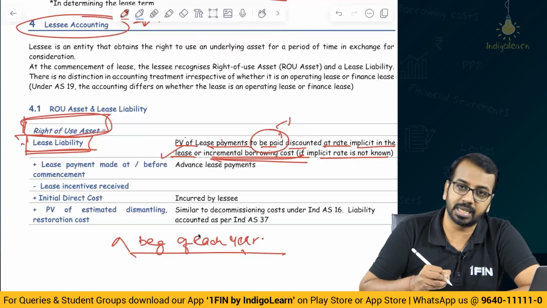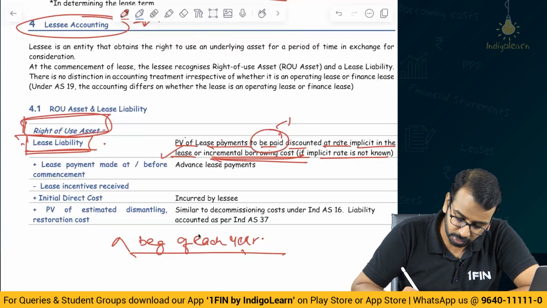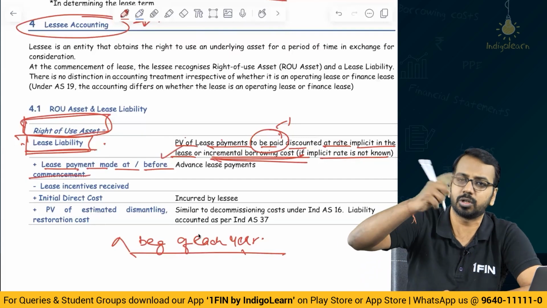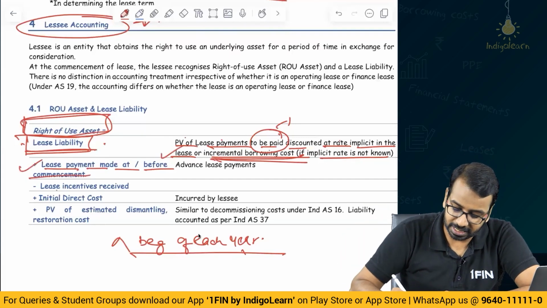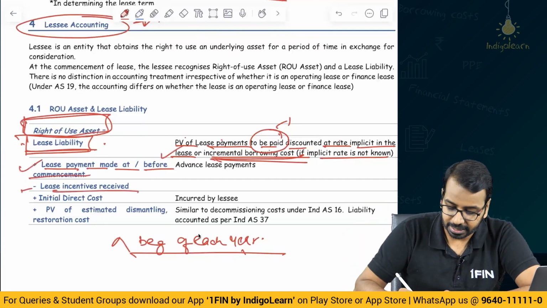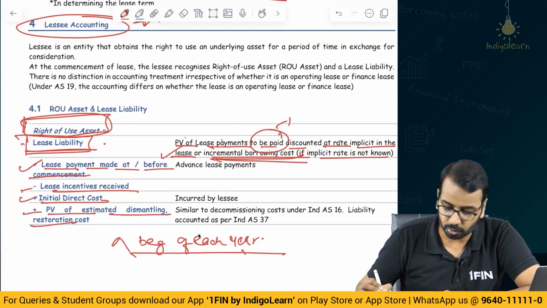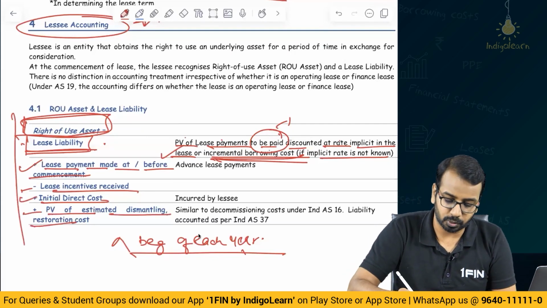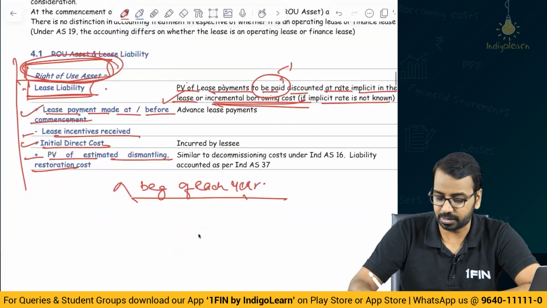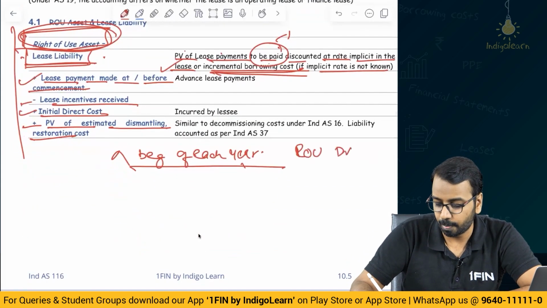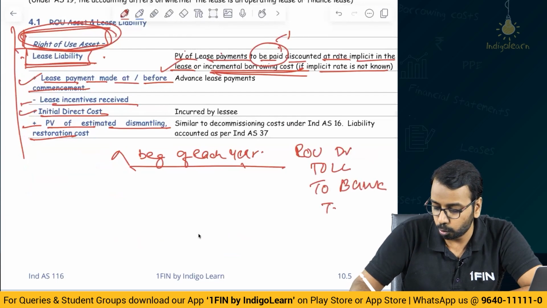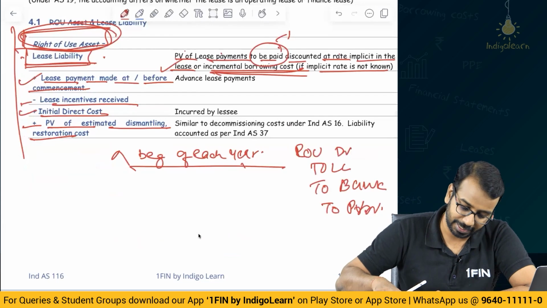Now how do we get the right of use asset? To the lease liability, you will add lease payments made at or before the commencement. If any payments have been made before the commencement, you will add. If any lease incentives have been received, you will reduce. Initial direct cost will be added, and present value of dismantling and restoration cost will be added, right? All of these put together makes the right of use asset. So the first entry will be ROU asset debit, to lease liability, to bank, and if any other expenses have been incurred, to present value or provision for decommissioning and dismantling expenses.